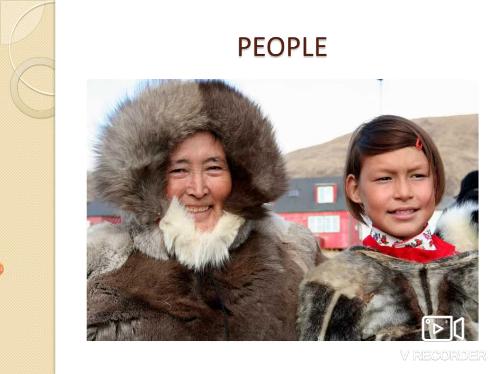These people are short and stout. They have yellow-brown skin, flat faces and narrow eyes. Greenlanders wear clothes made of fur. They wear mittens on their hands and large boots made of sealskin on their feet.